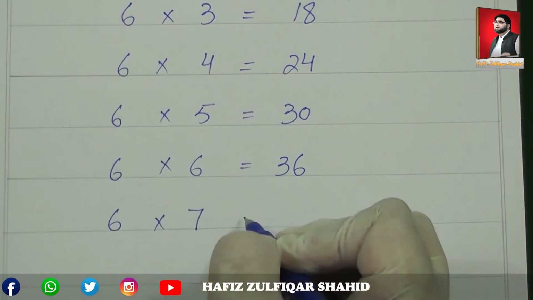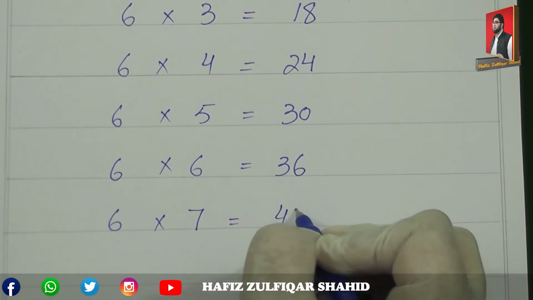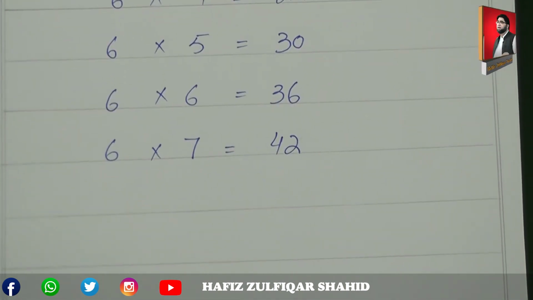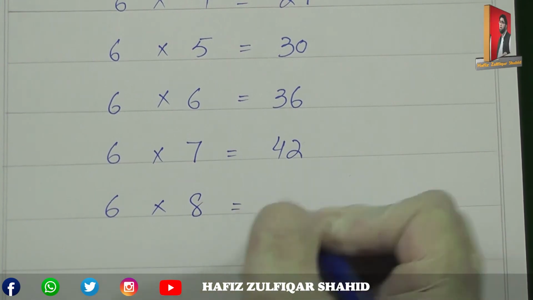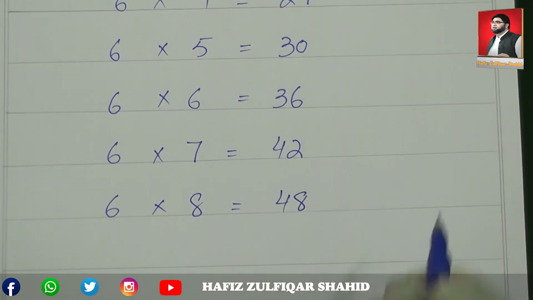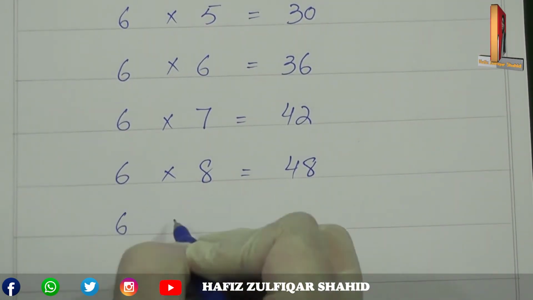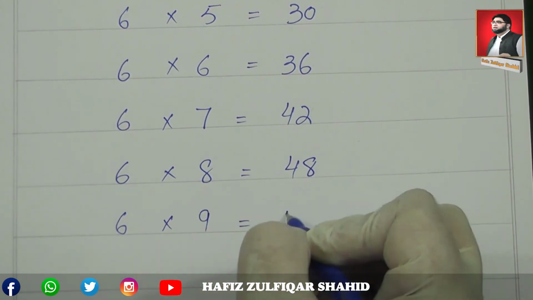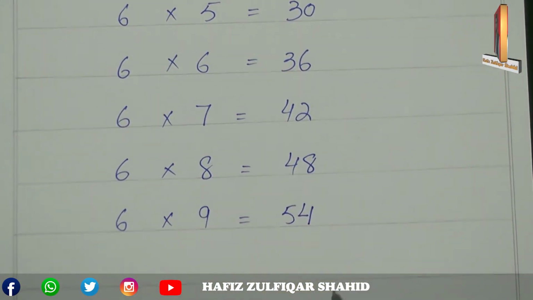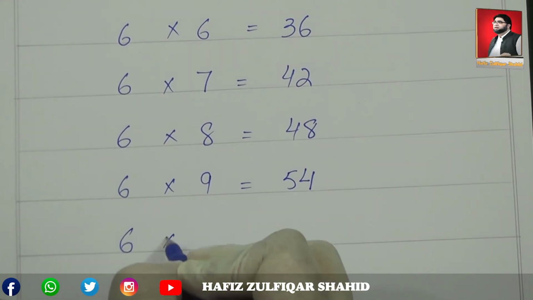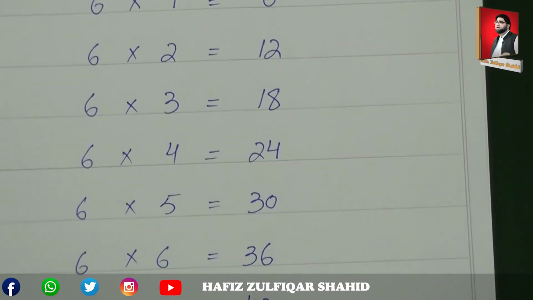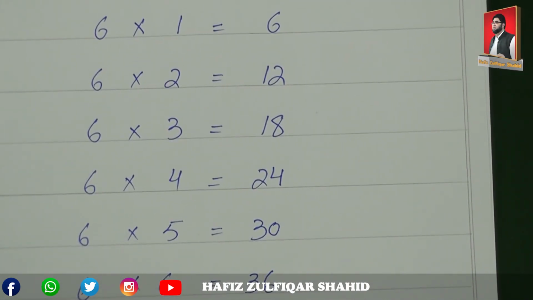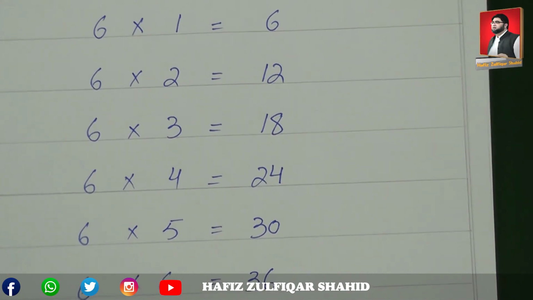6 sevens are 42. 6 eights are 48. 6 nines are 54, and 6 tens are 60. Done. So students, I hope आपको 6 tables की समझ आ गई होगी.